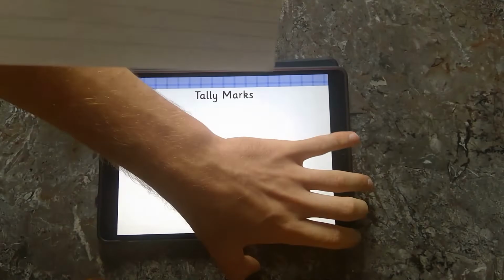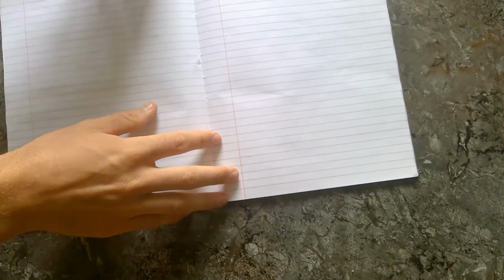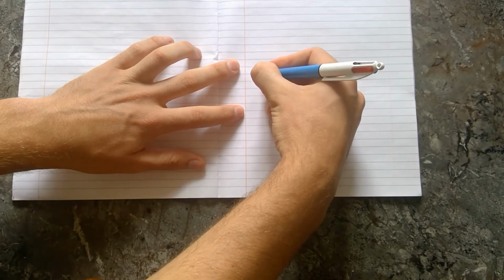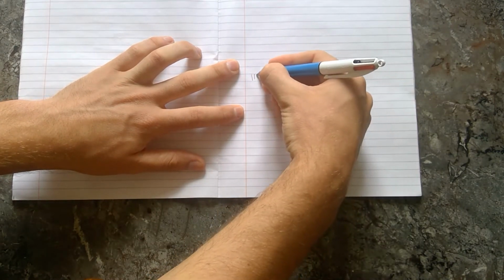So I've got a bit of paper here, and I'm going to show you what our tally marks look like. So tally marks are for when you are collecting information. For example, if I was outside and I was counting the number of crows I saw, every time I saw a crow, I would just do this. Okay, so that's 1. Another crow, 2. Okay, and you keep going.